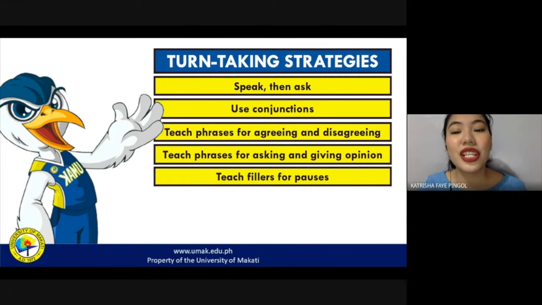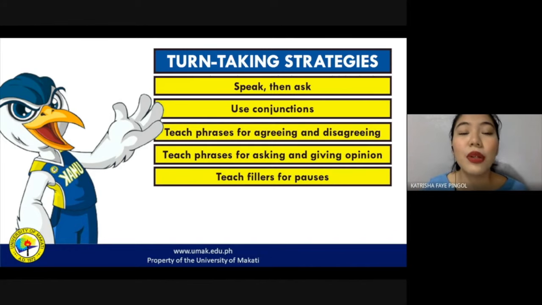Fillers are very essential as well for turn taking strategies. Sometimes when we pause and there's really silence in that pause, the other party believes it's an opportunity for them to talk because it signifies that you are done talking already. So fillers, when you use them for pauses, make your listener or the other communicator think that you are not yet done talking. So it's not yet their turn to talk.